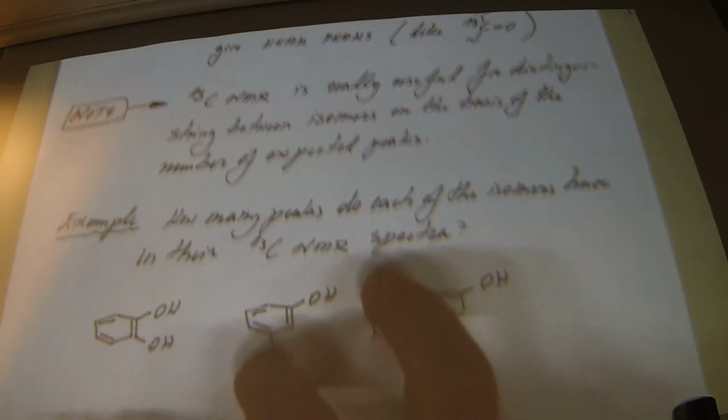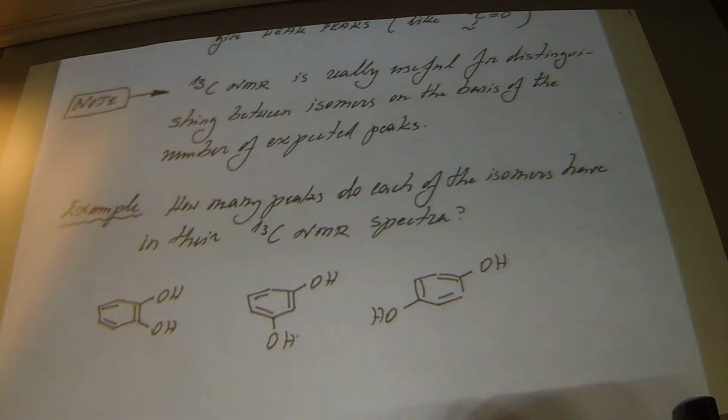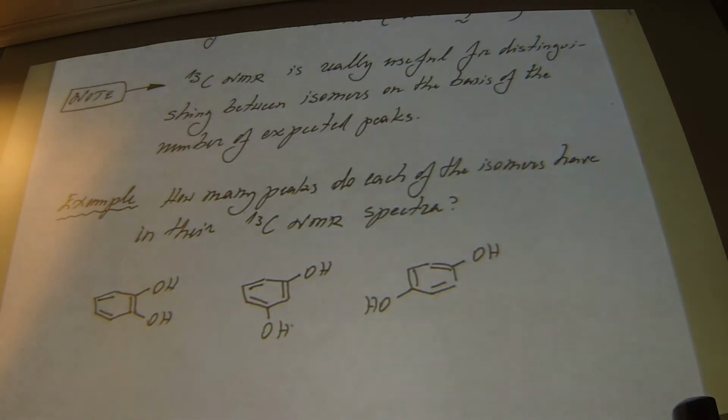Now, one place where C13 really shines is determining the presence of isomers on the basis of the numbers of peaks. Okay, so if you have 3 isomers, and I've just given you the 3 possible isomers of dihydroxybenzene, in 3 NMR tubes, and you can run C13s, how do you tell which is which? Well, from C13s, it's very, very simple.